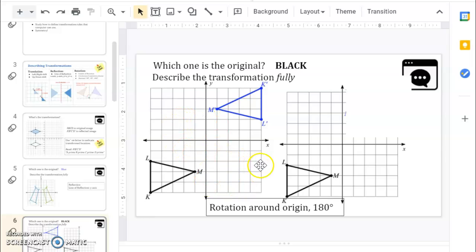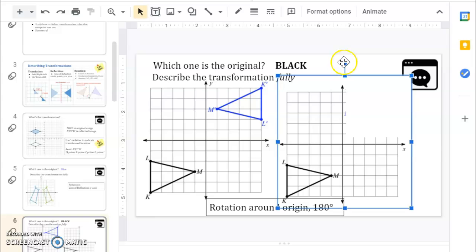So this is the duplication of the same slide. So here, this is my original. And if I rotate this like so, this is 90 degrees.